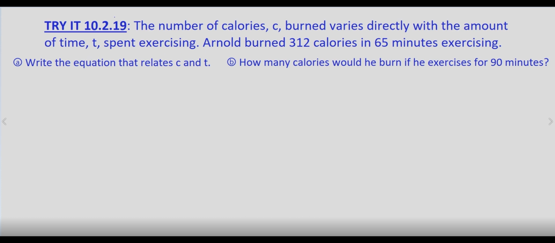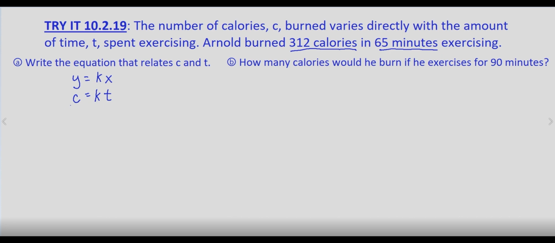We're told this is direct variation, so we need to remember that that means we have the general form y equals kx. And x and y are variables, and k is the constant of variation. Well, in this case, our output is calories, C, so we're going to replace y with C. We have our constant of variation still, and then our input is time spent exercising, T, so this would be C equals kT.